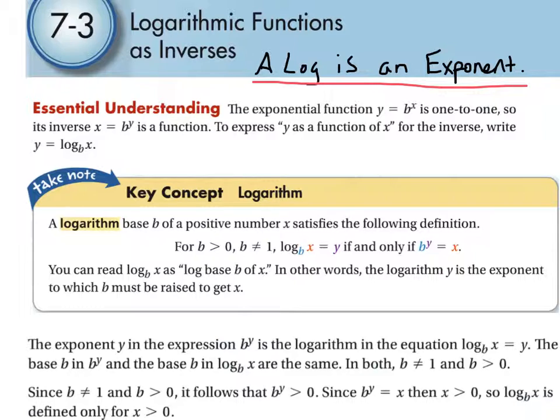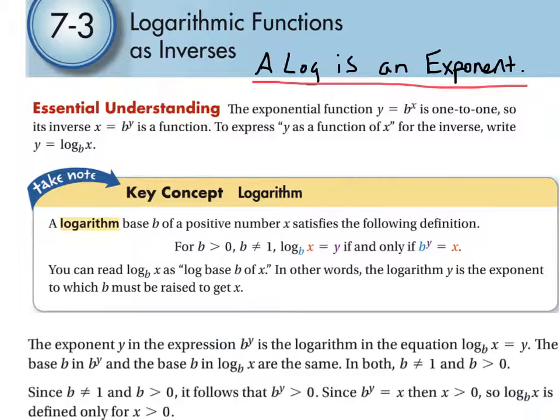So, our essential understanding here today talks about the exponential function y equals b to the x, which we've dealt with the last couple sections. They say it's 1 to 1. We haven't talked about a 1-to-1 function yet. A function, as you know, is where 1 input gives you 1 output, right? Well, in a 1-to-1 function, the inverse is also a function. So we have an original function and its inverse is a function, so we call them 1-to-1, meaning you have 1 input giving you 1 output on both the original function and the inverse.